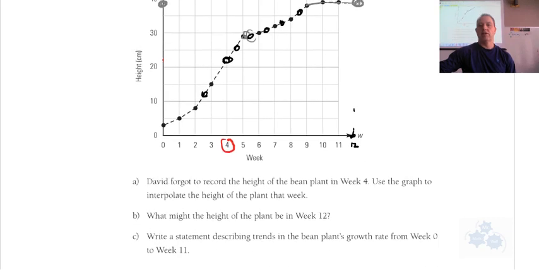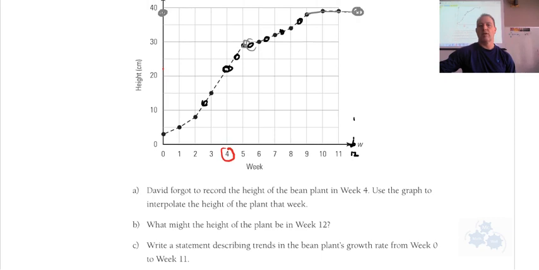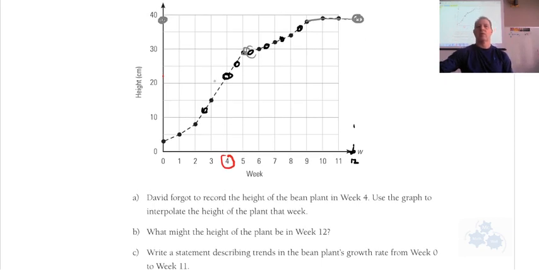Write a statement describing the trends in the bean plant's growth rate from week 0 to 11. Okay. So what would the trend be? It looks like it grows fairly rapidly because this is a pretty steep region right here, isn't it? So it starts to grow fairly quickly, then has a rapid amount of growth.